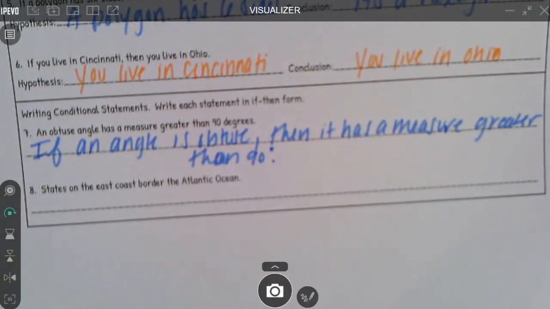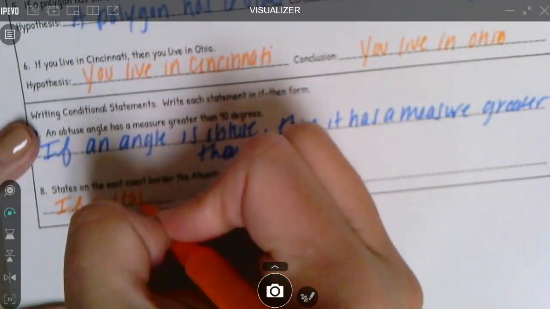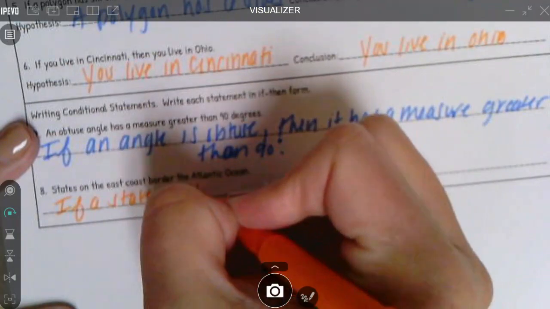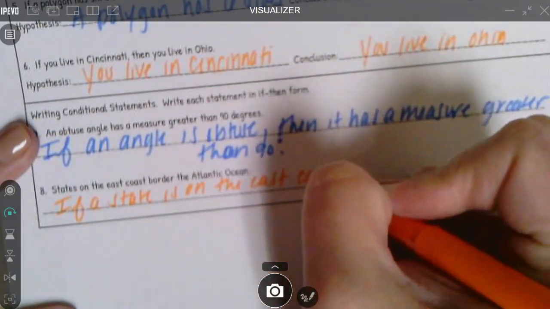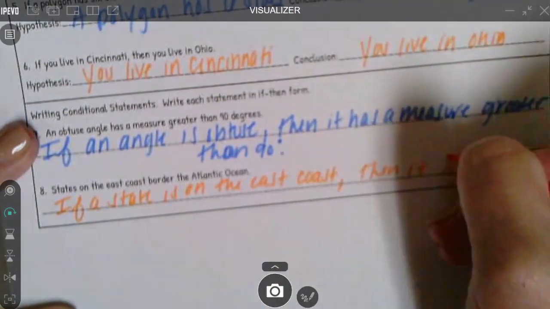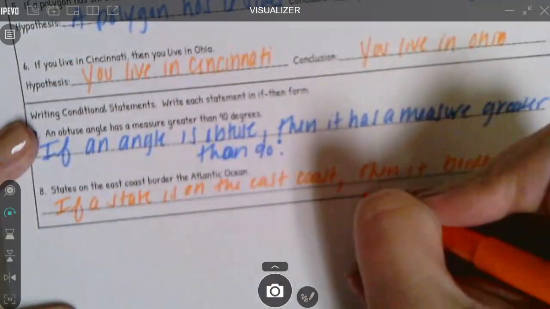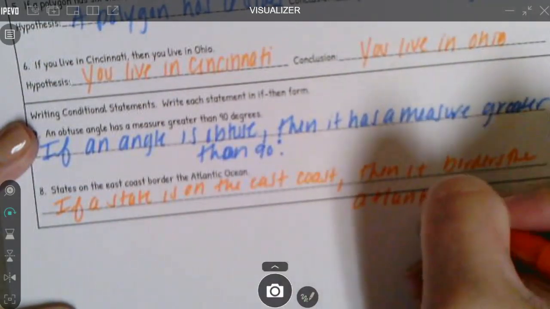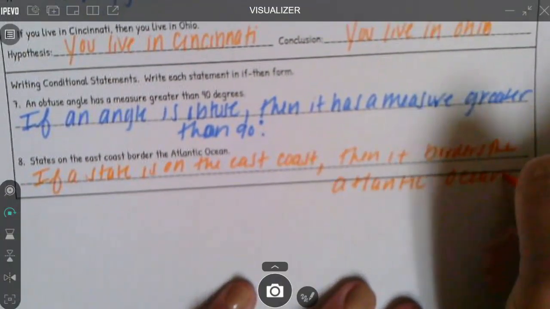States on the East Coast border the Atlantic Ocean. If a state is on the East Coast, then it borders the Atlantic Ocean.